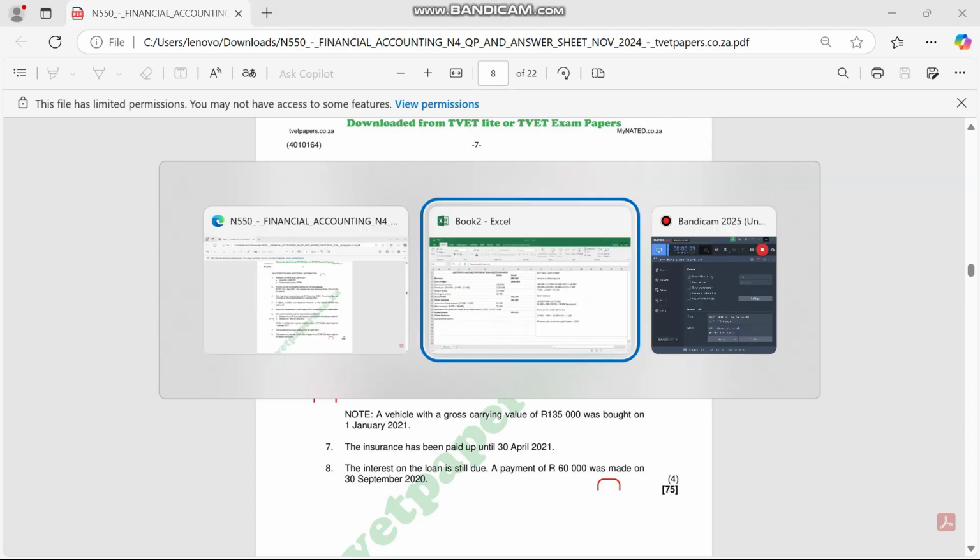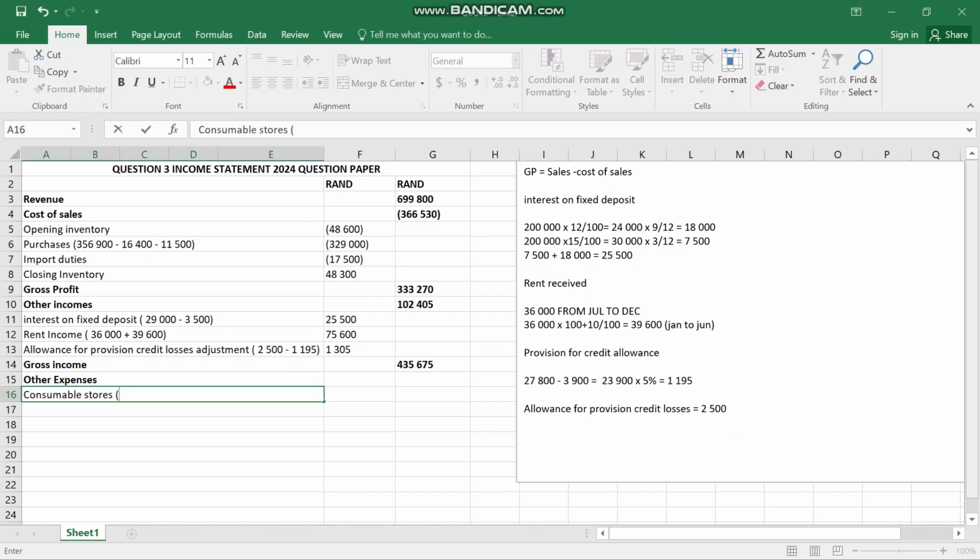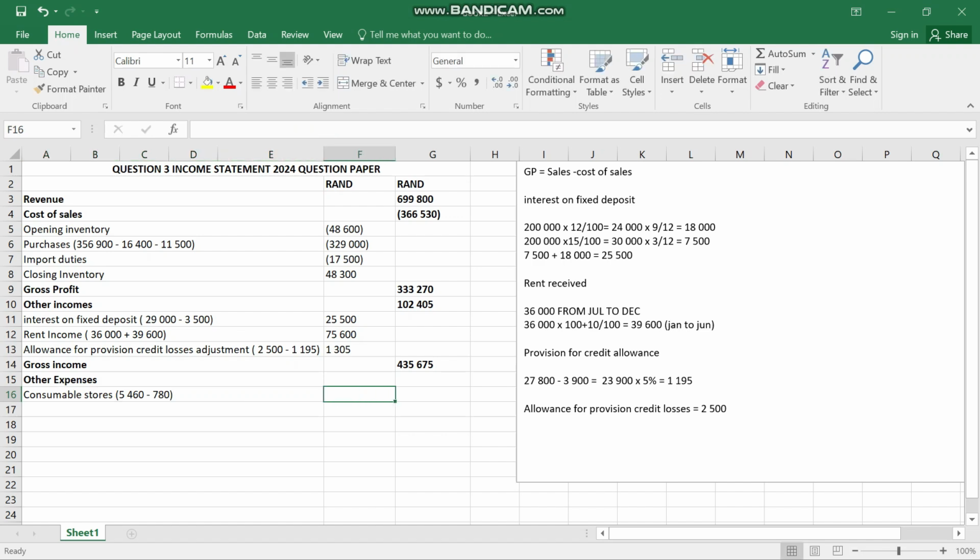So that's how the consumable stores work. It's 5,460 less 780. So we're left with 4,680. Okay, so we're moving to what?